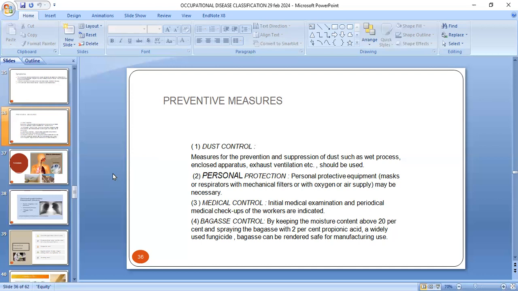Bagasse control by keeping the moisture content above 20% and spraying the bagasse with 2% propionic acid. A widely used fungicide, bagasse can be rendered safe for manufacturing use.